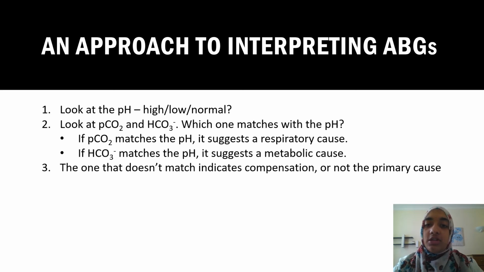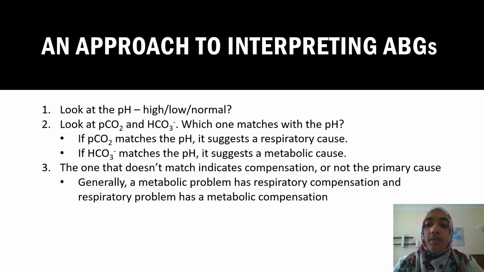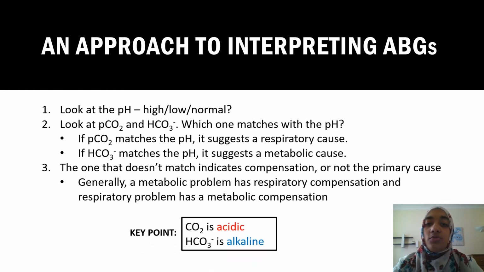There's metabolic compensation, and that takes a few hours to work because it involves the kidneys. It tends to be that a metabolic problem has respiratory compensation. Because the metabolic system is deranged, not working normally, it means that the respiratory system has to compensate or deal with that. And vice versa, a respiratory problem tends to have a metabolic compensation. Note, however, that there's not always compensation, particularly if the problem is acute, so some values may be normal.